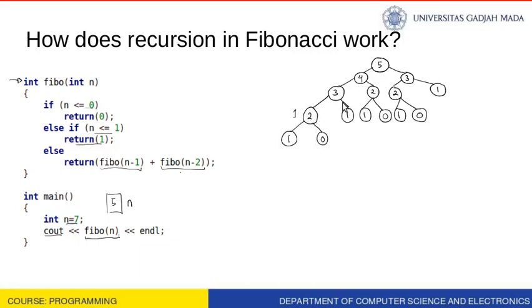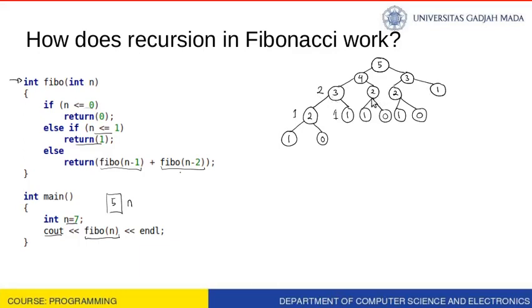And then this Fibo 3 has two function calls, which are Fibo 2 and Fibo 1. And what is the return value of Fibo 1? Fibo 1 will return 1. Okay, and Fibo 2 will return this 1. It's coming from this plus this. So Fibo 3 will have the return value of 1 plus 1, which is 2.